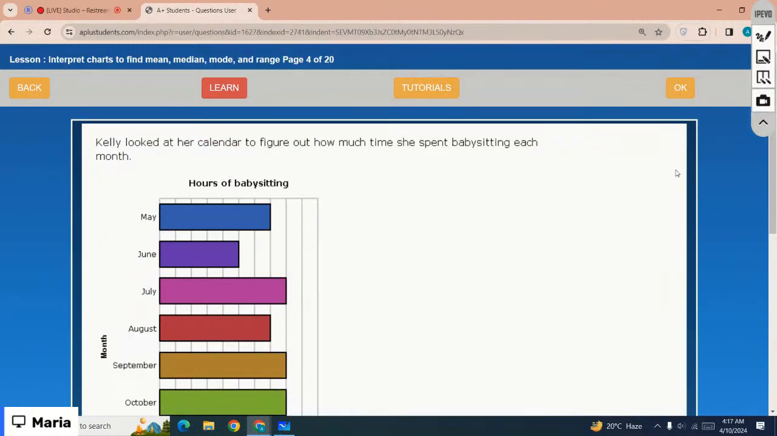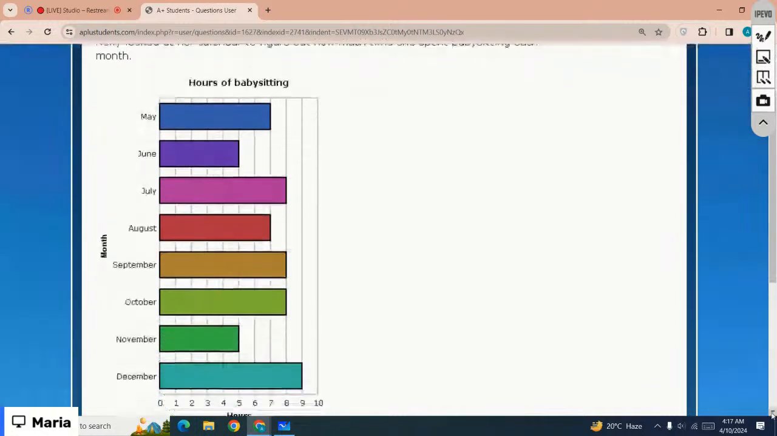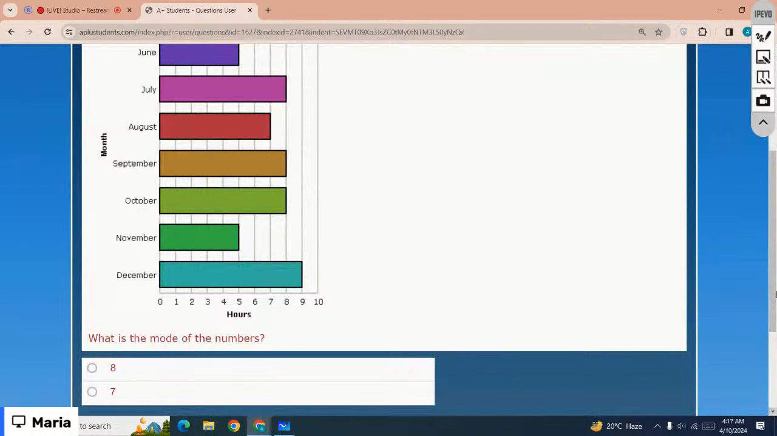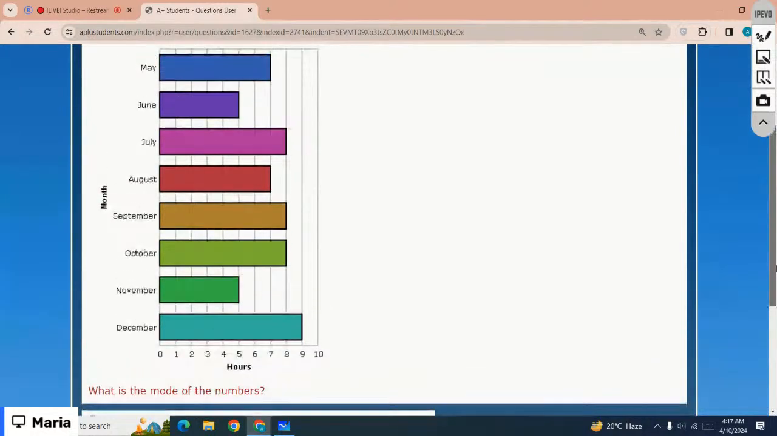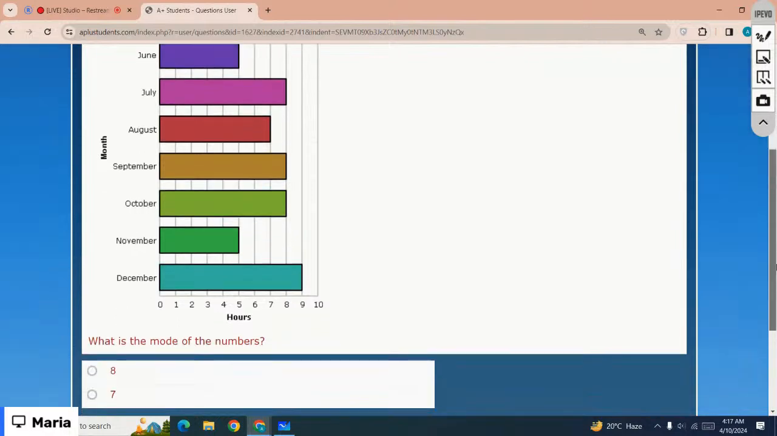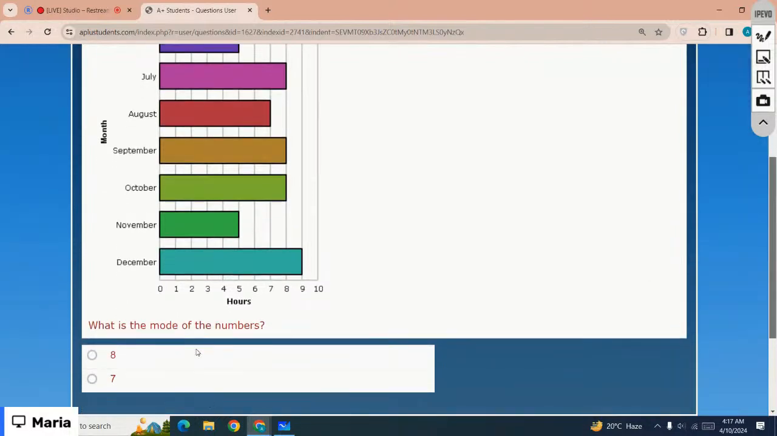Kelly looked at her calendar to figure out how much time she spent babysitting each month. What is the mode of the numbers? You have to calculate the mode. So mode is the number that appears the most of the time in the given data. So which is the correct option? You can see this one. Here you have 3 times, right? That is 8. That means the mode of the numbers is 8. The correct option is 8.